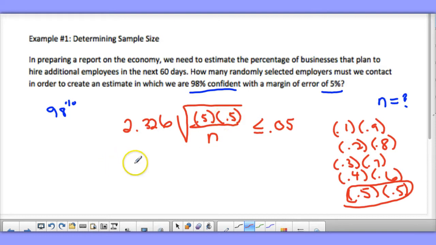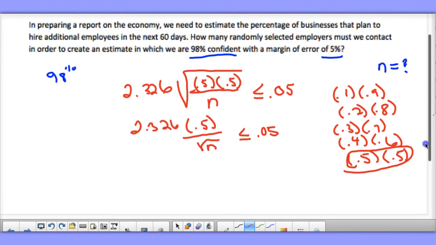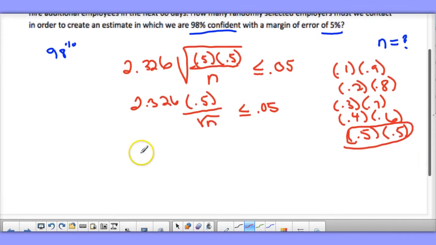And at this point, I think you guys know how to do the algebra. At least I would hope that you would know how to do the algebra. The square root of 0.5 times 0.5 is just 0.5. We still have the square root of n in the denominator. And then I am going to multiply 2.326 times 0.5, and keep solving for n.